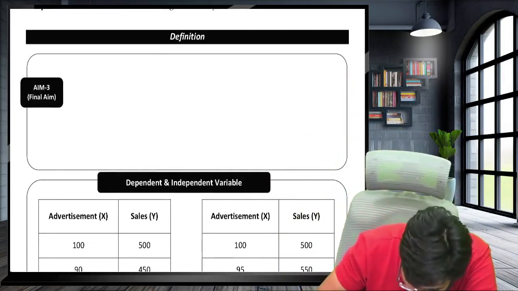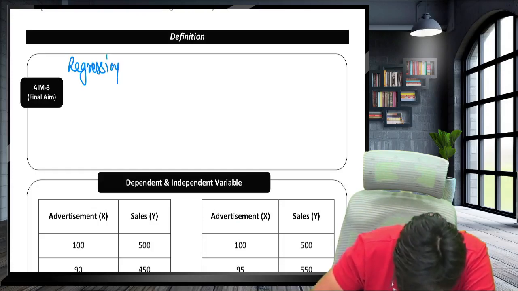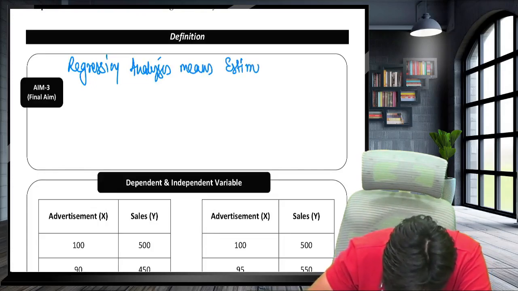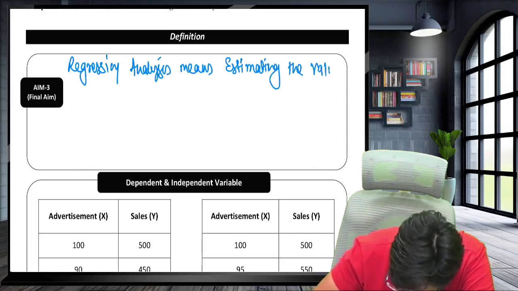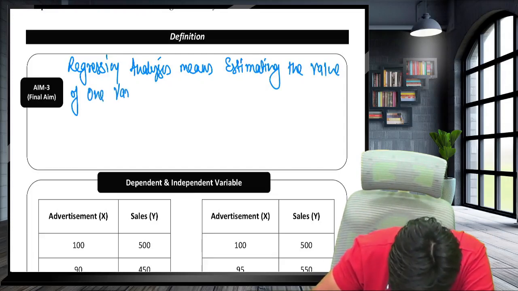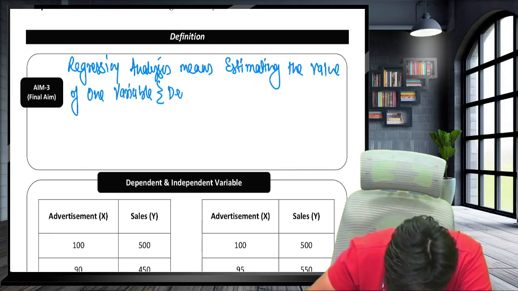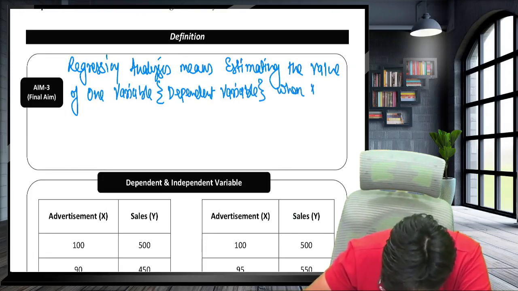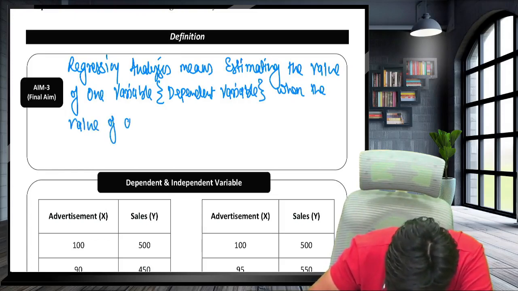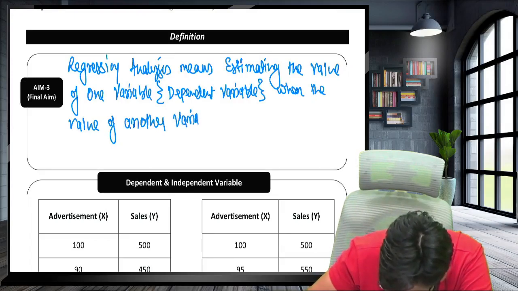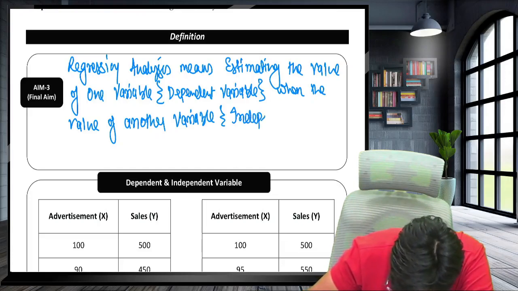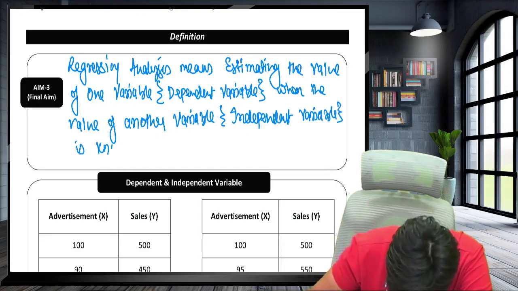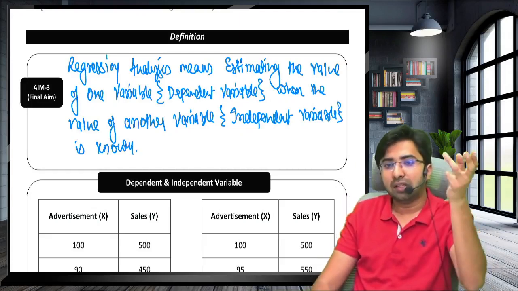Guys, write down with me. Regression analysis means estimating the value of one variable, the dependent variable, when the value of another variable, that is the independent variable, is known.